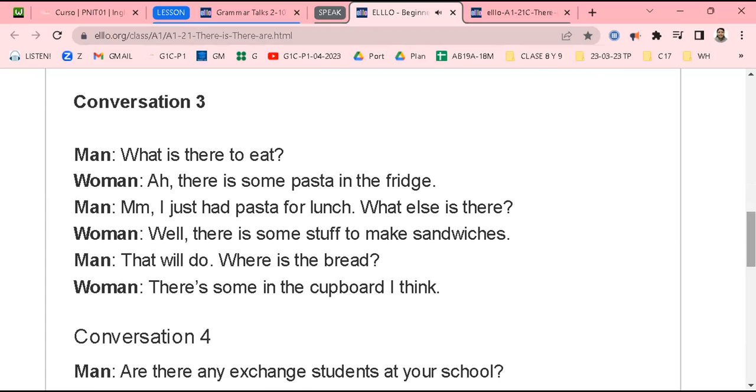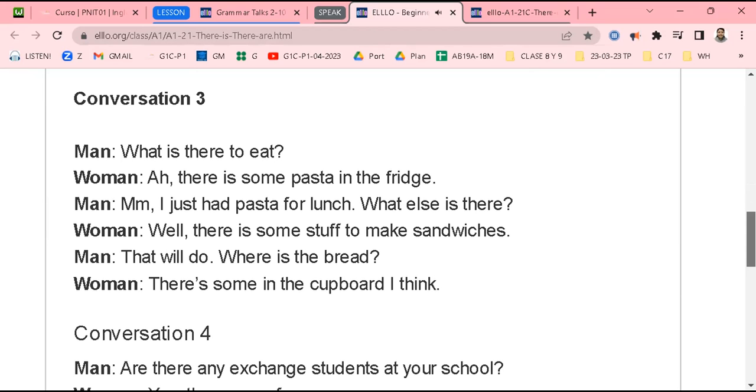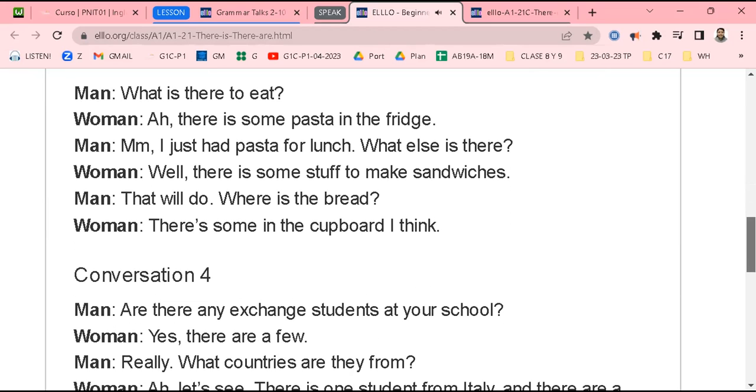Conversation 3. What is there to eat? There is some pasta in the fridge. I just had pasta for lunch. What else is there? Well, there is some stuff to make sandwiches. That will do. Where is the bread? There's some in the cupboard, I think.